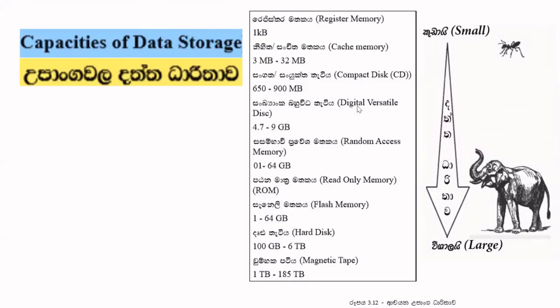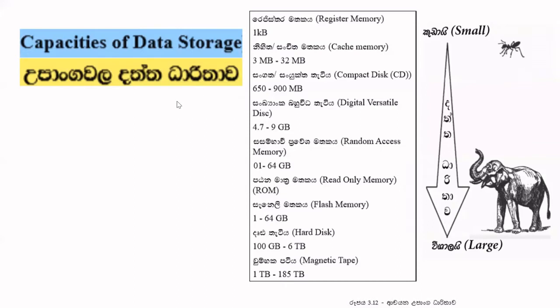Then after that digital versatile disk, that is DVD. So this is the order. You should remember this order. The smallest one is register, then cache, then CD, DVD, and RAM, ROM, flash, hard disk, and secondary storage devices. That is very important. You should remember those things because sometimes they ask some MCQ from this area.